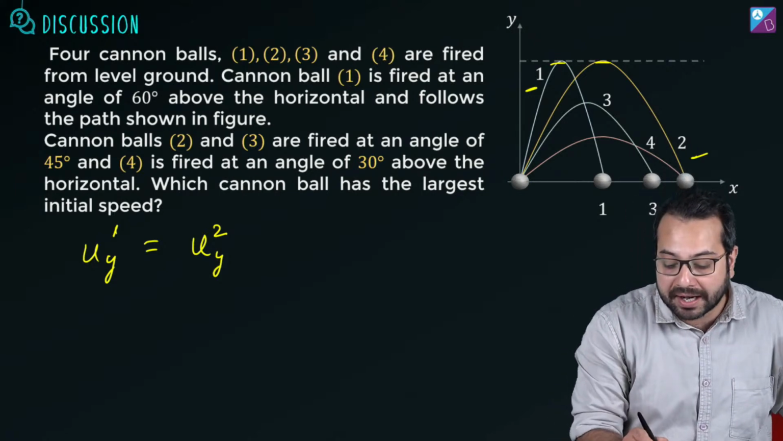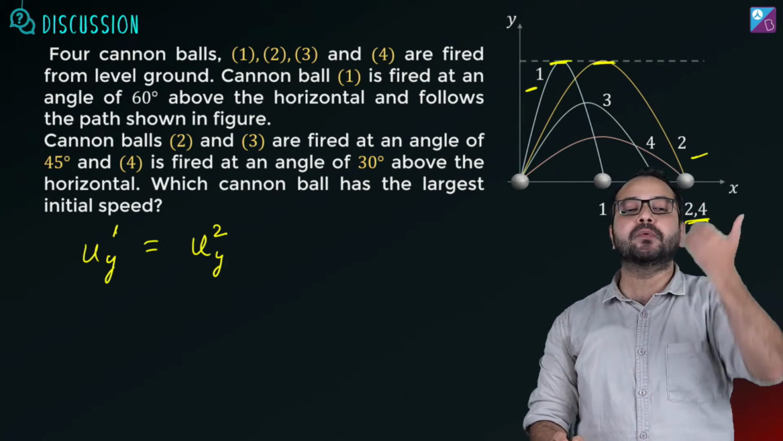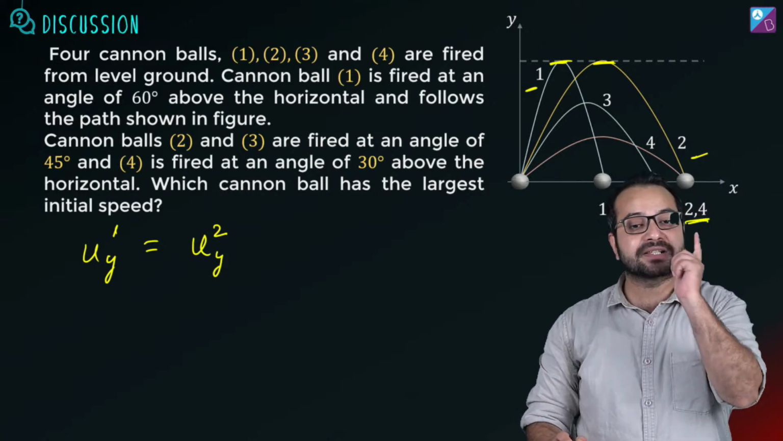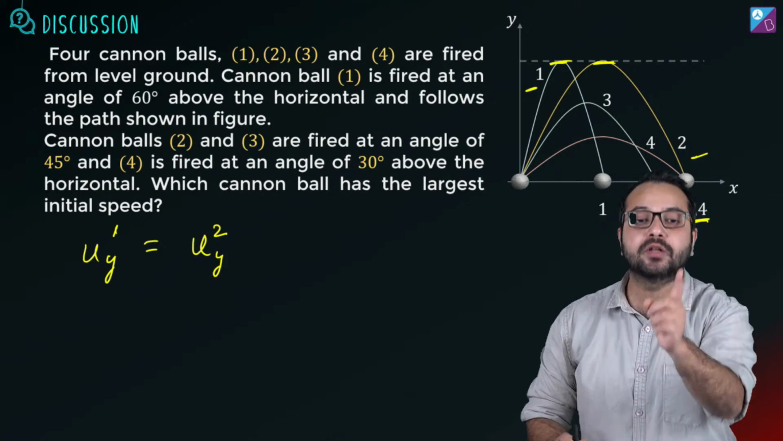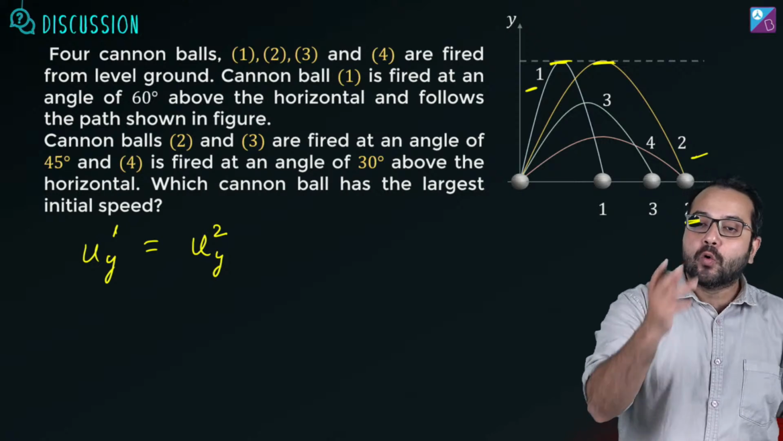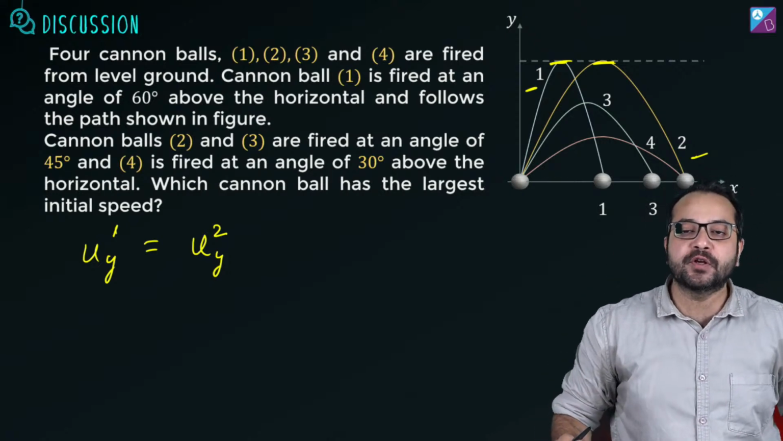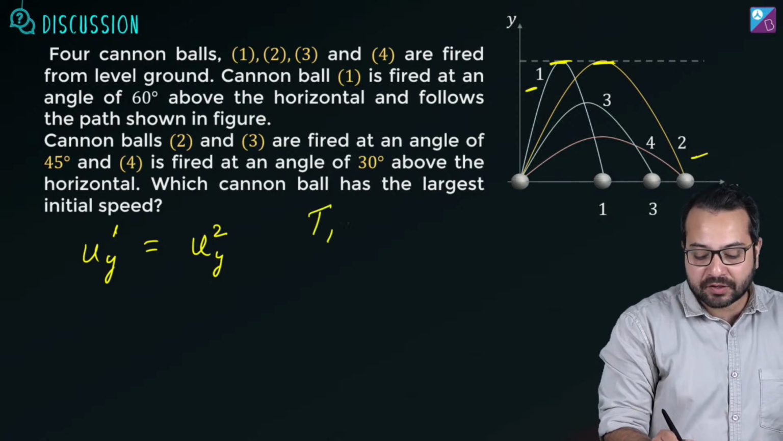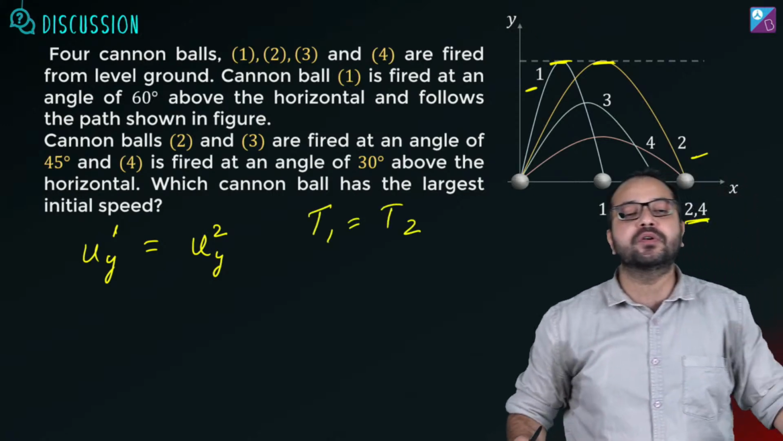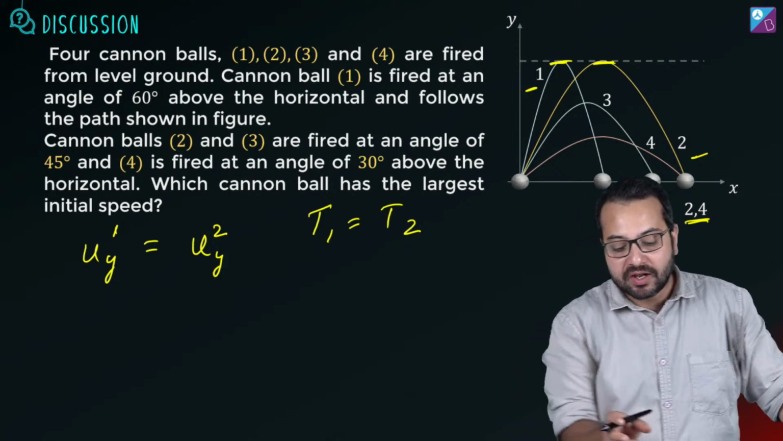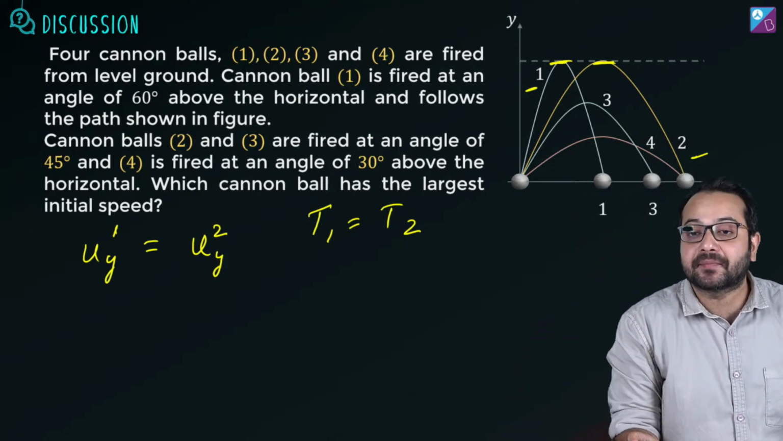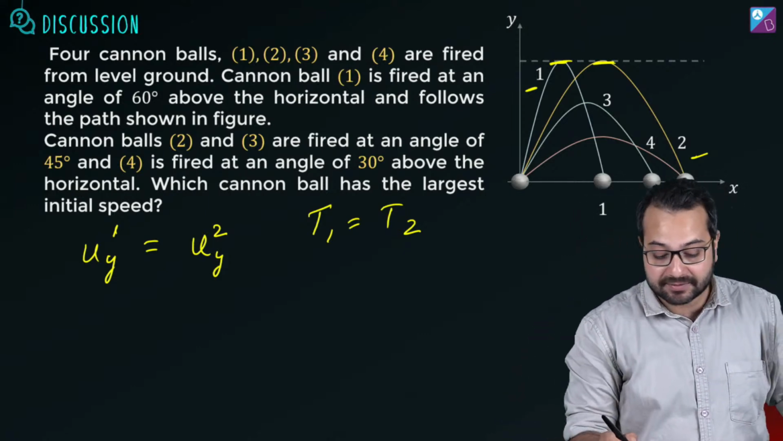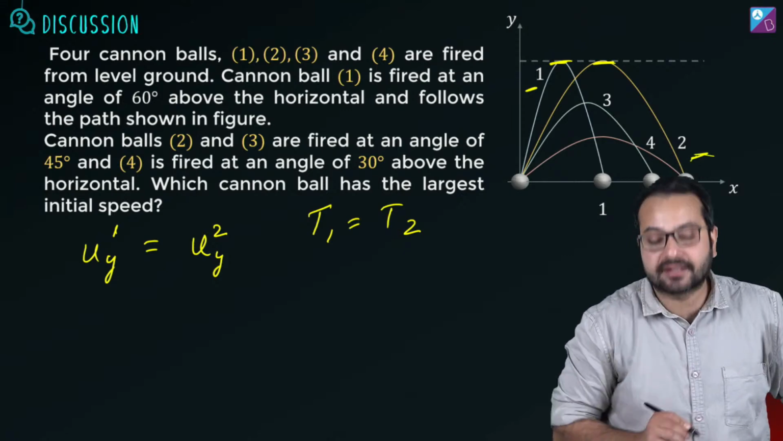What does it mean? Why do I say that? Because the maximum height reached is the same, and maximum height reached only depends on the vertical velocity. What else also depends only on the vertical velocity? The time of flight. The time of flight of 1 is also equal to the time of flight of 2. ठीक है? But x किसका ज़्यादा है? x किसका ज़्यादा है? ठीक है? x 2 का ज़्यादा है.